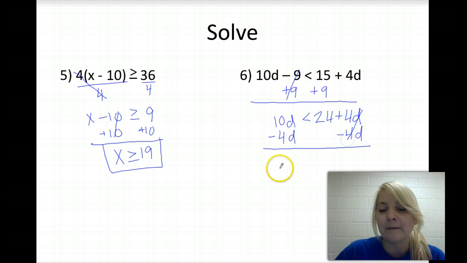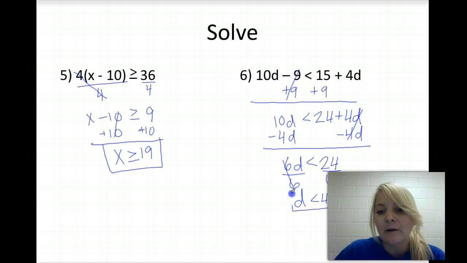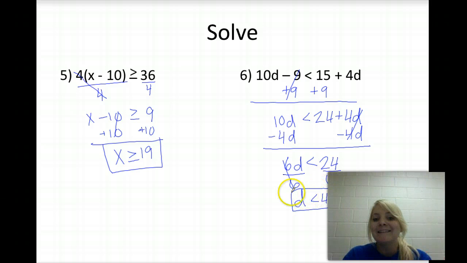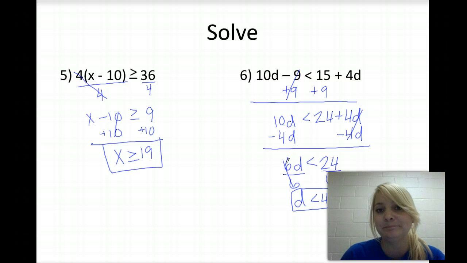The 4d's cancel out on the right, and I'll be left with 6d is less than 24. Now divide both sides by 6. So we get d is less than 4. Now once again, we didn't flip the sign since we divided by a positive number. If it was negative, then we would flip the sign.